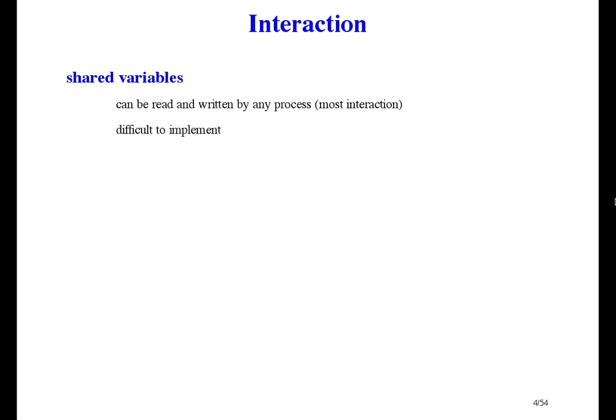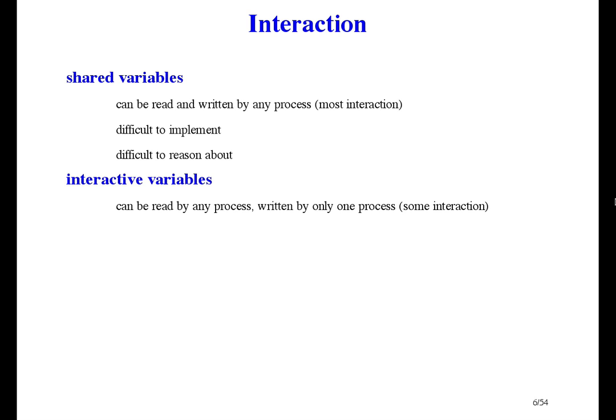Shared variables are difficult to implement because conflicting writes by different processes at the same time have to be resolved somehow. And they are difficult to reason about because of those same conflicts and timing issues. An interactive variable is one that can be read by any process but written by only one process. That eliminates the conflicts and makes them easier to implement and reason about. But it provides less interaction because it's just one-way communication from the writing process to the other processes.